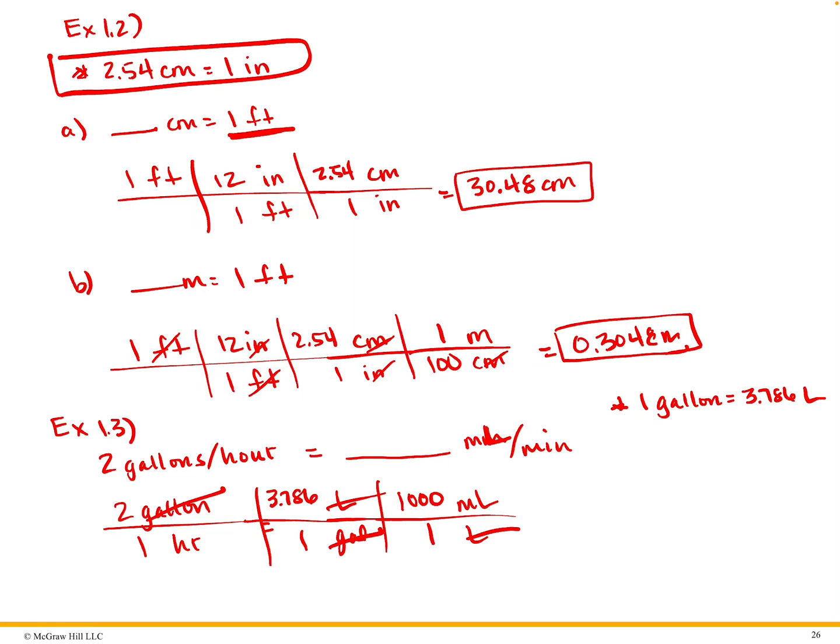So we're almost there. Now we just have to deal with the hours. Since hours is on the bottom, we have to put it up on the top, and we can go directly from hours to minutes easily. For every 1 hour, there's 60 minutes. Now we just have to do the math here. You do 2 times 3.786 times 1,000 divided by 60, which is going to give you 126.2 milliliters per minute.